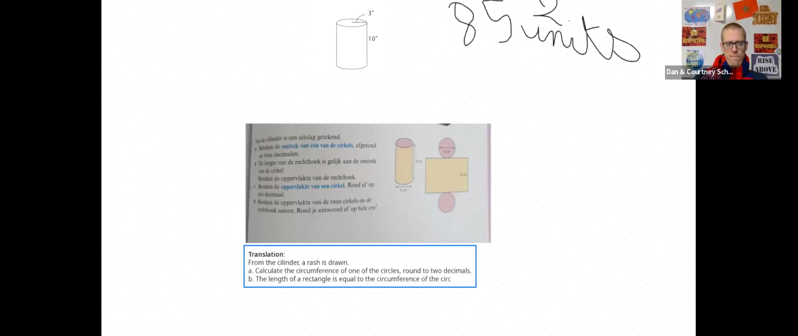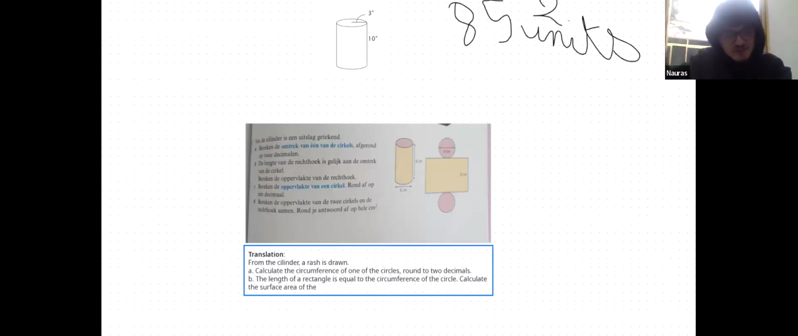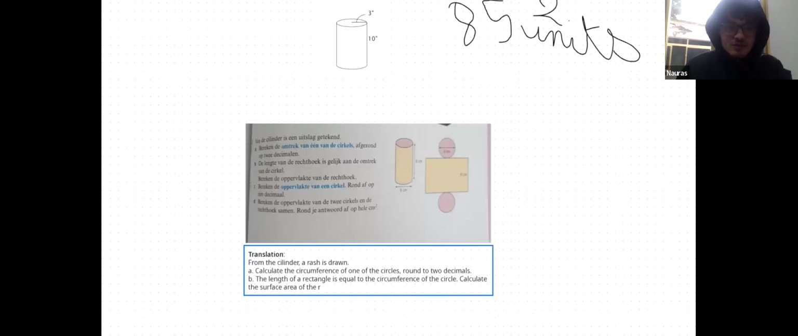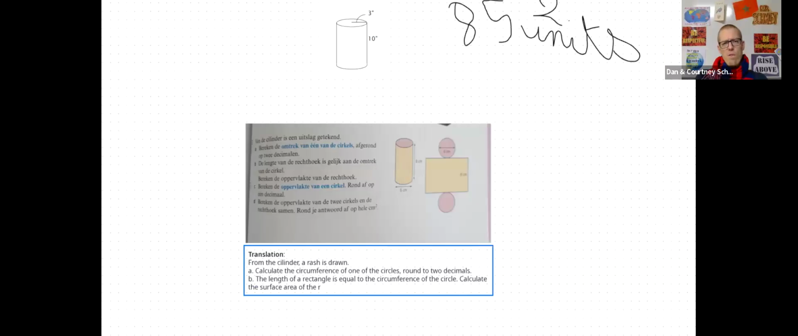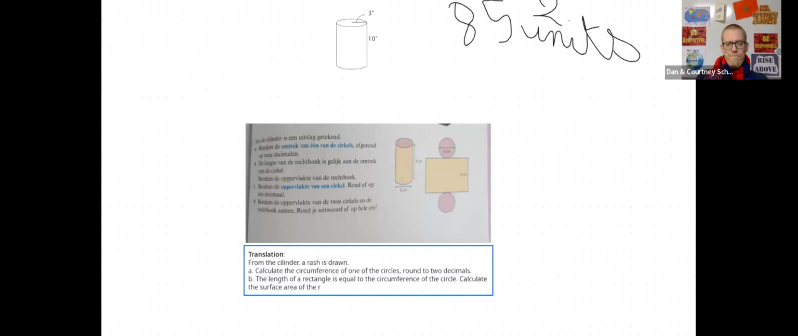All right. This is helpful. Thank you for this, Naras. So what we're going to do is follow these steps. What does it mean, Naras's drawn? I tried to find a translation on Google Translate. It said rash, but I think a different way to describe it is a drawing, or the two-dimensional model of the cylinder. Okay. Very good.